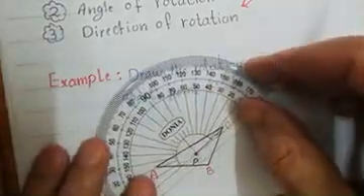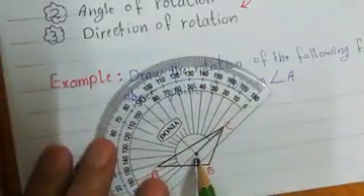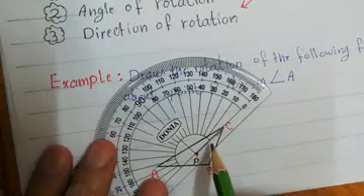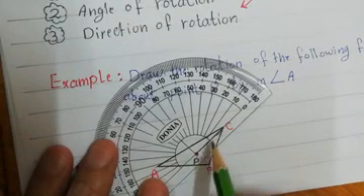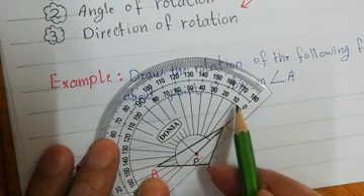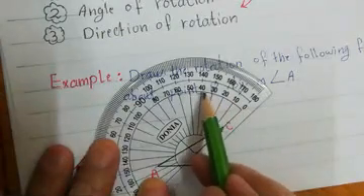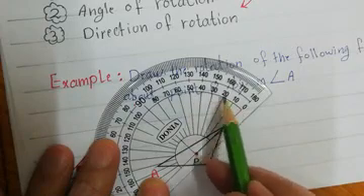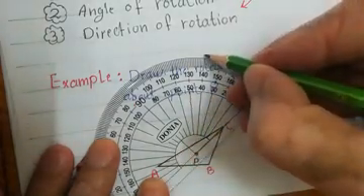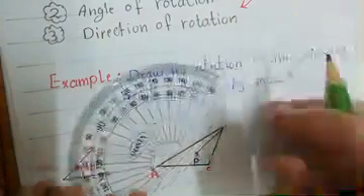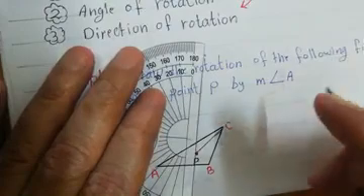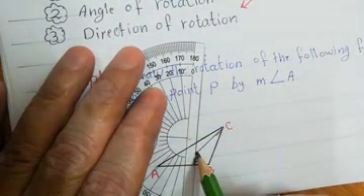Now I will put my protractor in this center, and I will line up this line with the zero line of the protractor. Then I will move 40 degrees in this direction, by the way. 40 degrees is here, so I will put a tick here. Then I will connect this mark and the center of rotation.